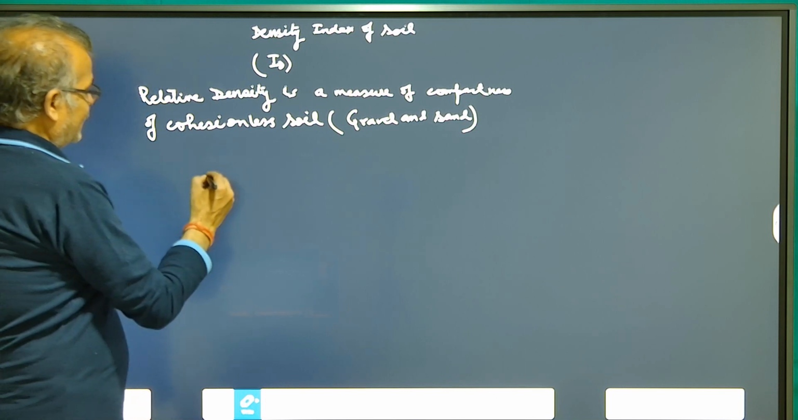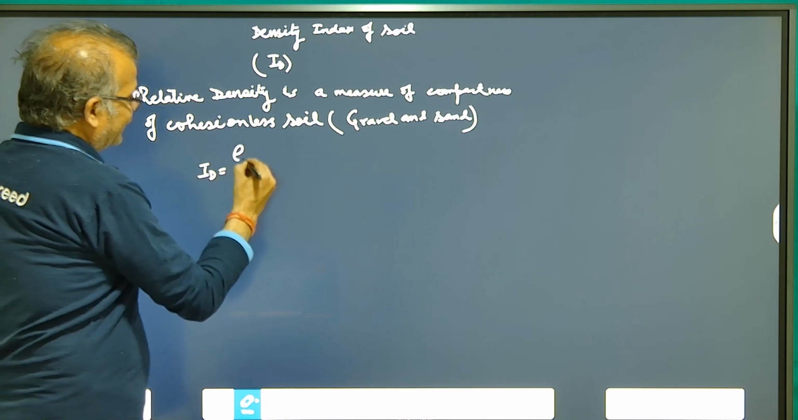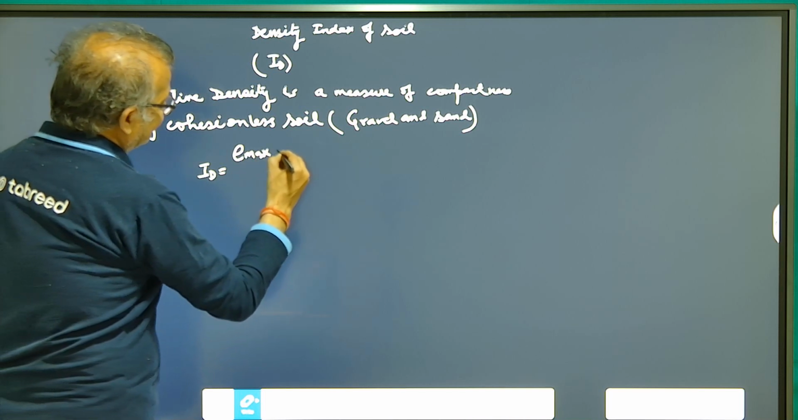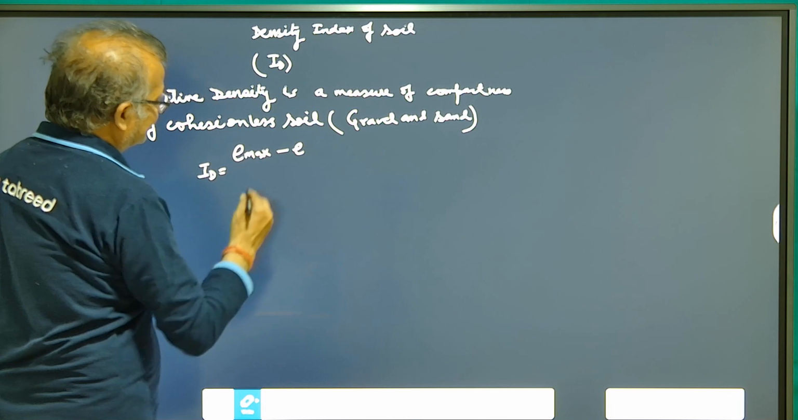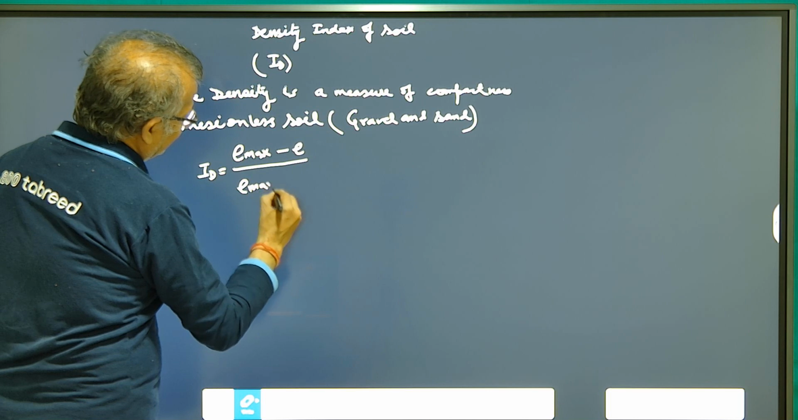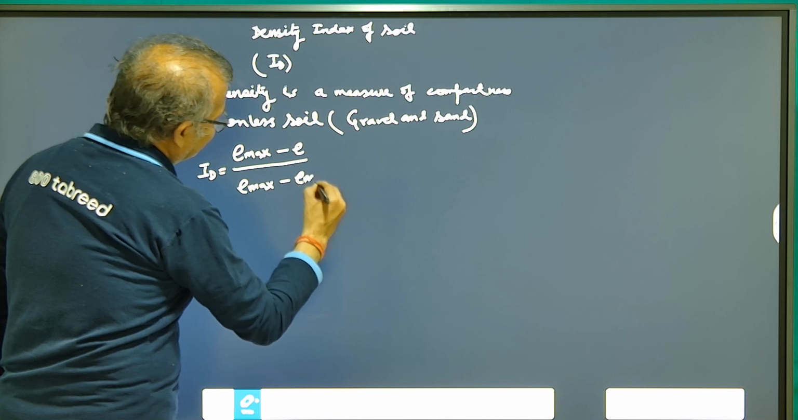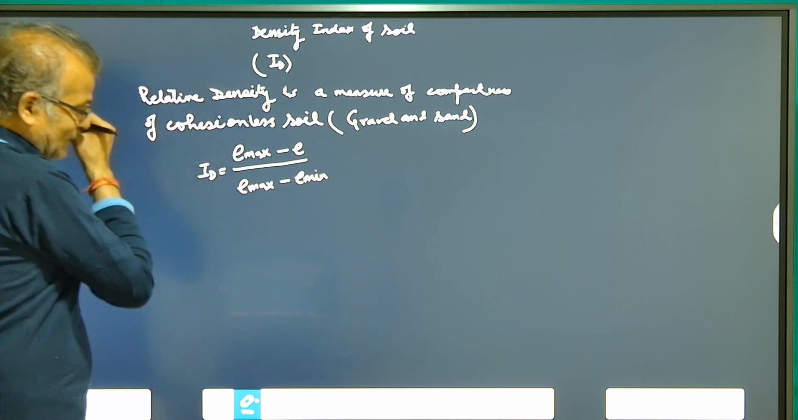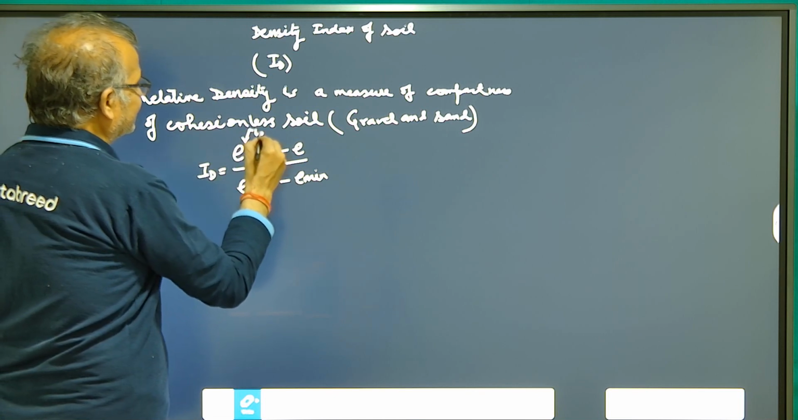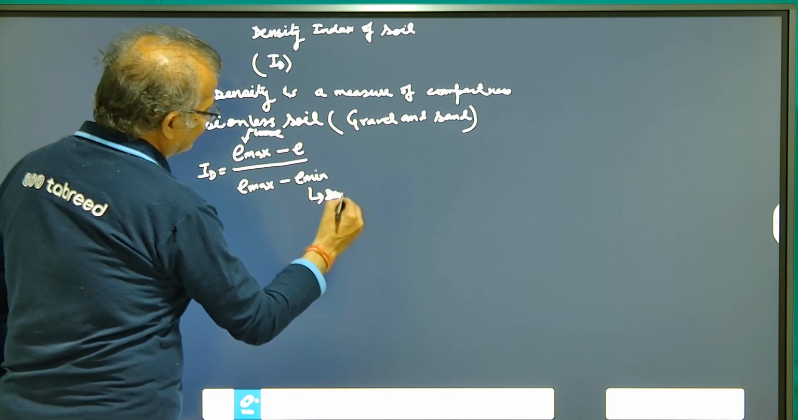Now ID, density index, is given by void ratio in loosest state, that is Emax, minus void ratio in natural state, divided by Emax, the void ratio in loosest state, minus the void ratio in densest state. Void ratio will be maximum when the soil is in loose condition, and it will be minimum when the soil is in densest condition.